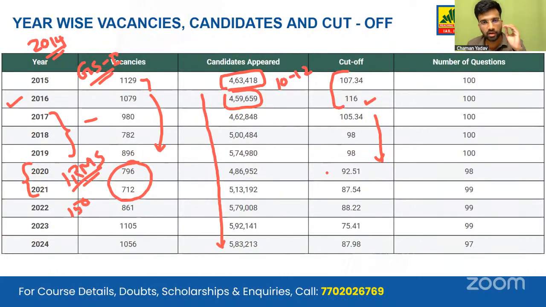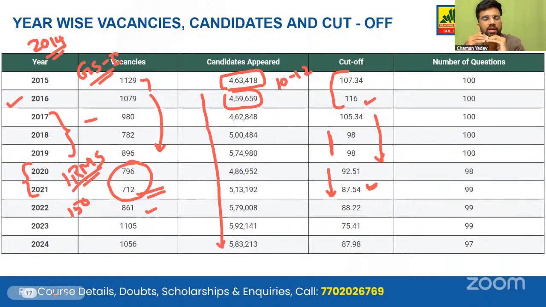And the cutoffs, I would say, in the 2018-19 papers were more or less the same, with the same level of difficulty. The cutoff remained the same. And in 2020-21, the cutoff fell sharply. And in 2021, with the least number of vacancies, the cutoff also reflects that.